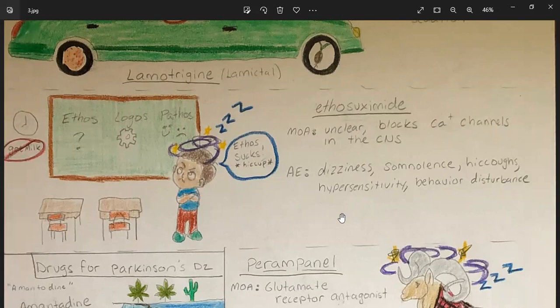And then just a pro tip, this is the drug of choice for absent seizures. And so I think what's also helpful is that it's common in adolescent children, and it's often when they're sitting in class and they just look like they're not paying attention or daydreaming. So I think this picture is helpful to remember that as well.